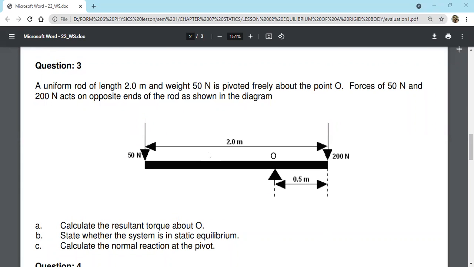Forces of 50 Newton and 200 Newton act on opposite ends of the rod as shown in the diagram. So 50 Newton and 200 Newton, both of them are at the opposite ends. This means at each end. So calculate the resultant torque about O.